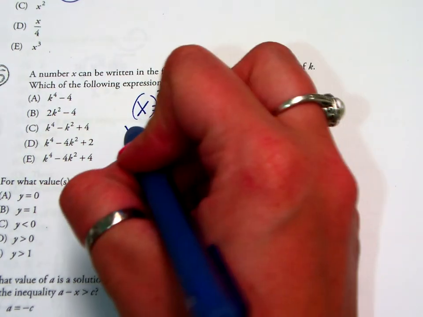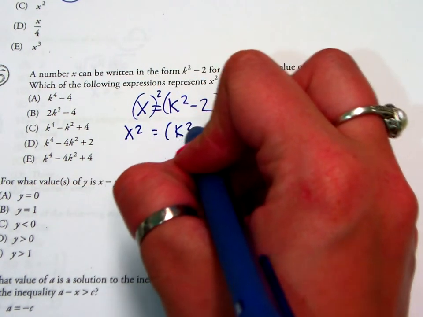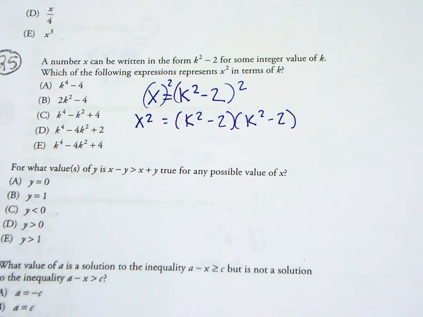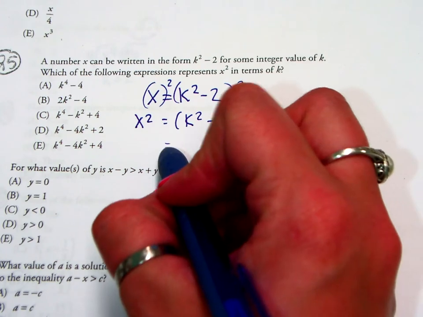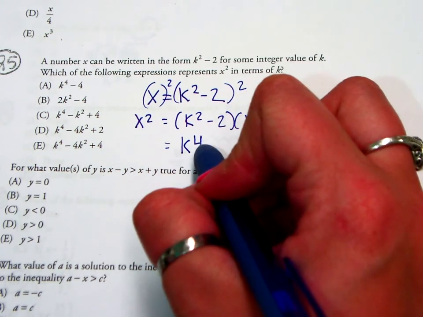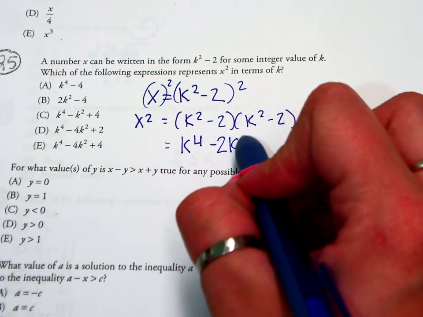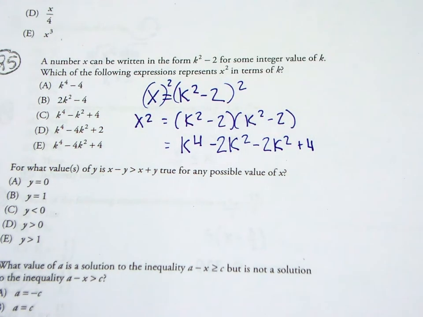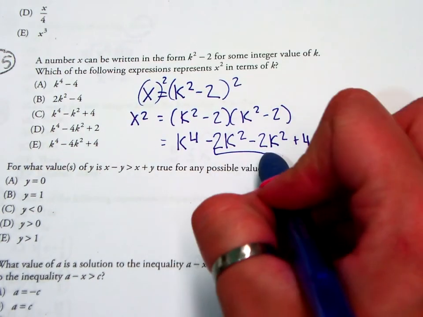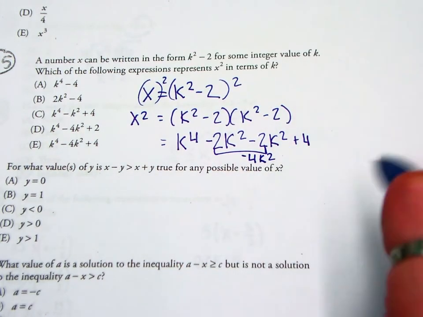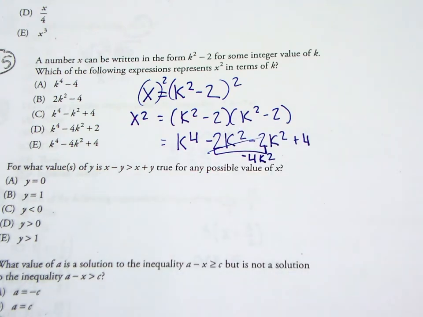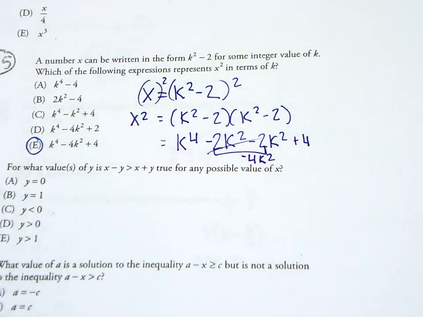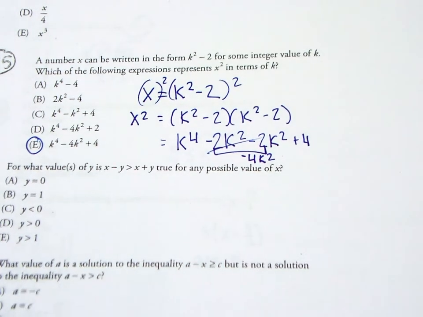Well, when x is squared, we're going to have k squared minus 2 times k squared minus 2. This problem is basically you building an equation as you go. So now I'm going to distribute. k squared times k squared is k to the 4th, minus 2k squared, minus 2k squared, plus 4. All I did was distribute. Combining, I know right here that I'm going to get a negative 4k squared. So k to the 4th minus 4k squared plus 4 is option E. So all I did here was substitute and build my equation as I went.